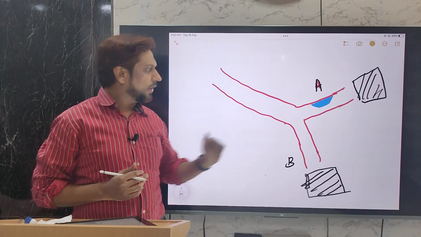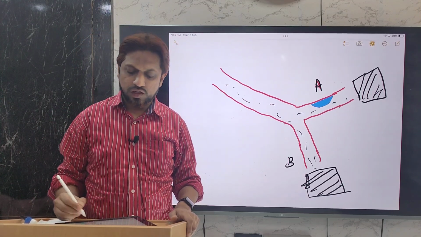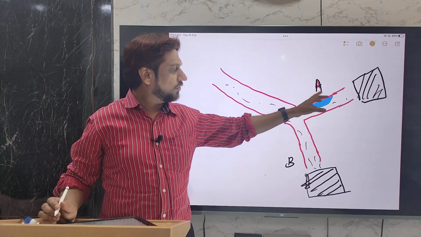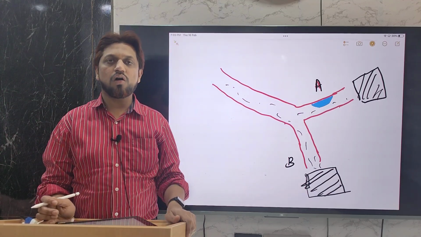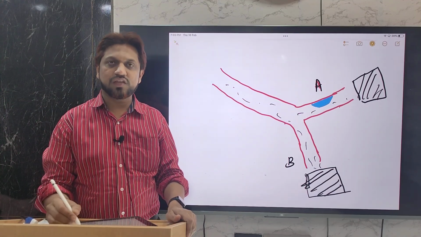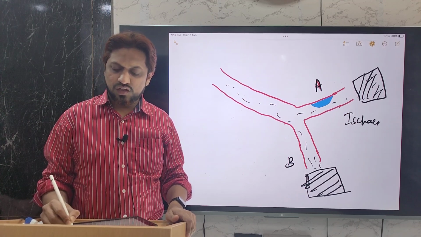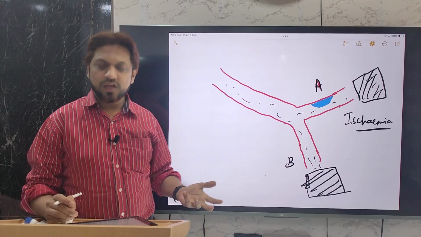Now what do you expect? Is the blood flow to the part of the myocardium supplied by blood vessel A more or less? Definitely it will be less here. That is called ischemia. Ischemia means a decrease in the blood supply to a particular tissue.